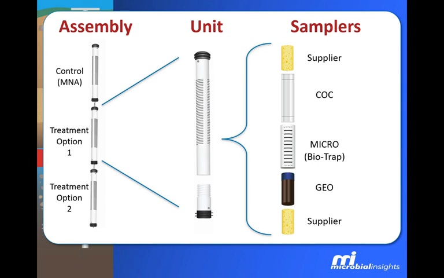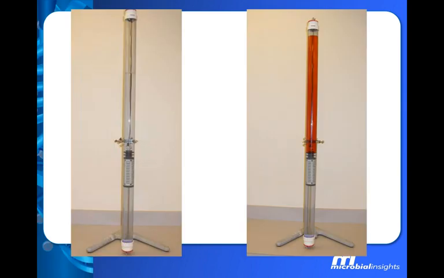Typically, these are going to be deployed in groups like the one that you see here. One is marked MNA for monitored natural attenuation, and then we have two that are marked treatment option 1 and treatment option 2. And as you'll see in some of the examples that I'm going to give, basically what we do in the treatment options is we alter the environment on the inside of these in situ microcosms by adding electron acceptors, electron donors, doing bioaugmentation, various kinds of things, as I'll illustrate.